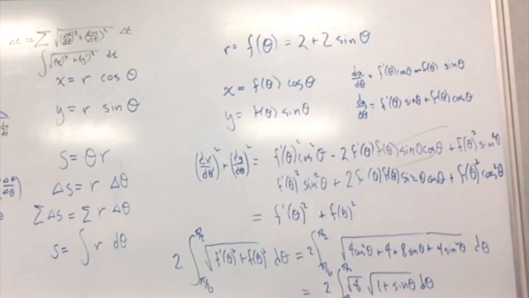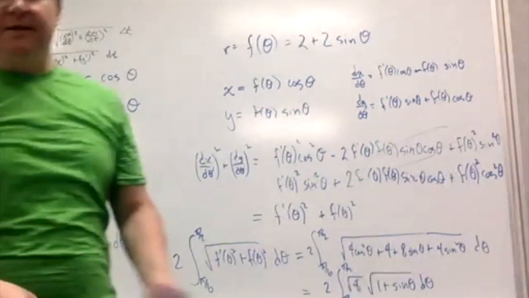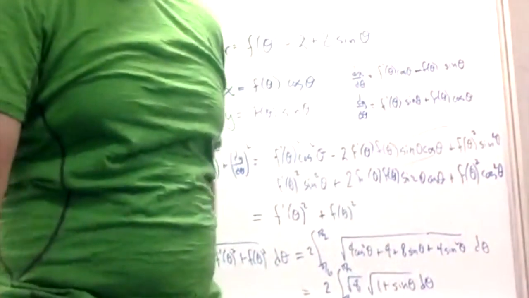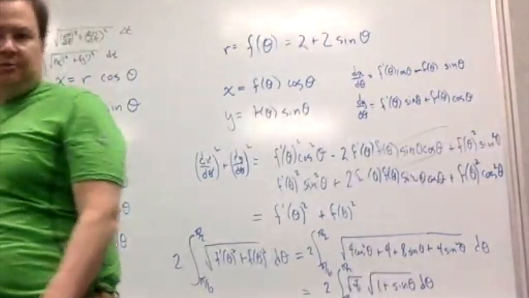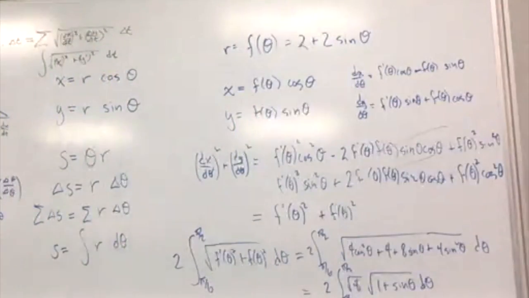1 plus sine theta? I don't know. I guess they do it in the book. Oh, actually, they chose different bounds, because they're doing a different equation.